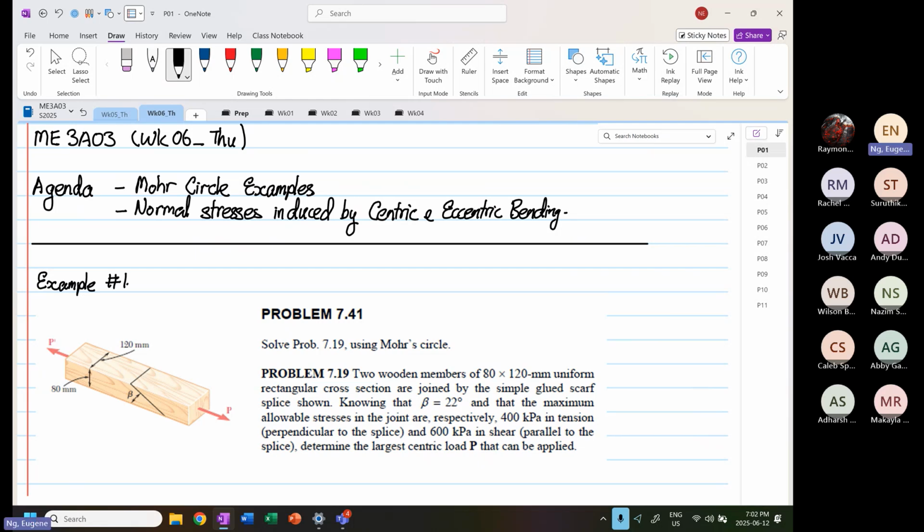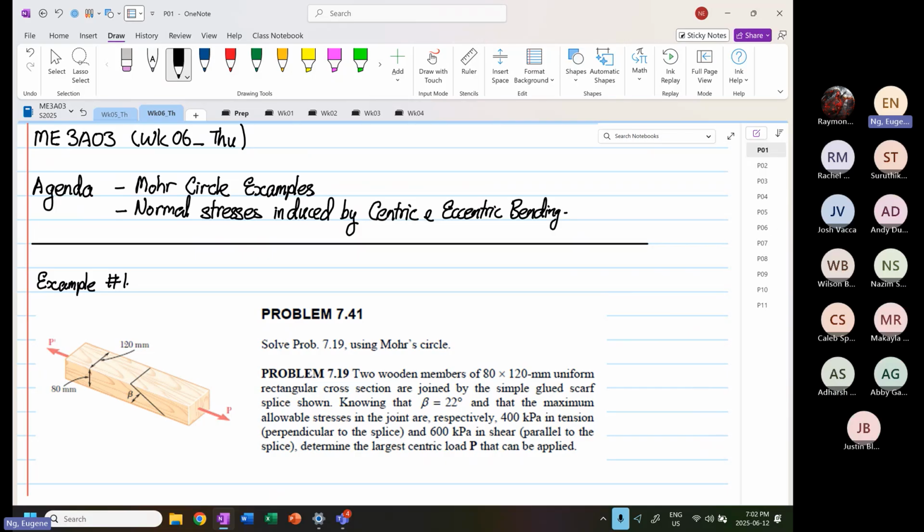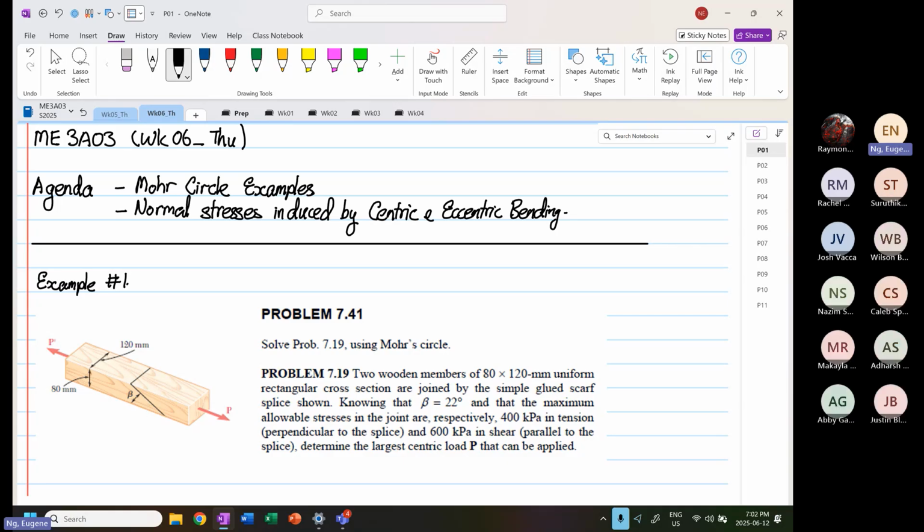Two wooden members, 80 by 120 millimeters uniform rectangular cross section, are joined by the simple glued scarf splice shown. Knowing that beta equals 22 degrees, and that the maximum allowable stresses in the joint are respectively 400 kilopascal in tension and 600 kilopascal in shear, parallel to the splice, determine the largest load P that can be applied.